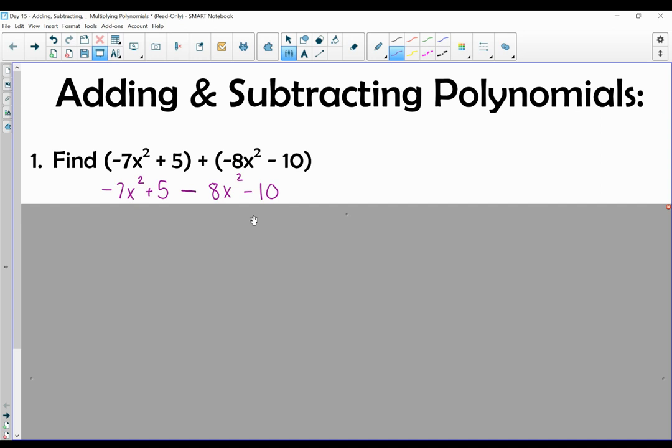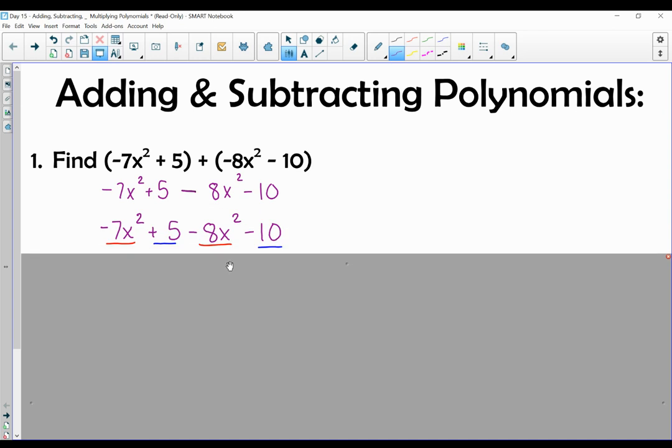So what I want to do is identify my like terms. I see that this is x squared and this is x squared. So that means that these two, negative 7x squared and negative 8x squared, are like terms. I also see that 5 is just a number, constant, and negative 10 is just a number, constant. So that means that these two constants are like terms. See, my like terms. Cool. So now I'm just going to combine my like terms.